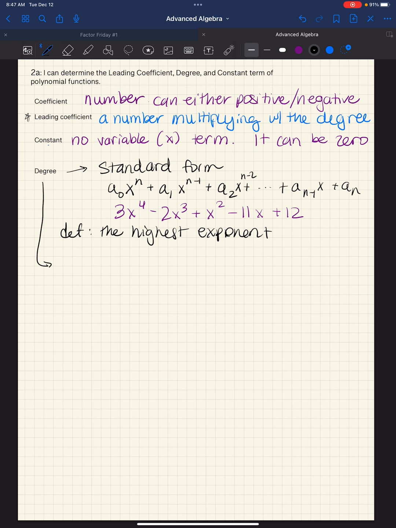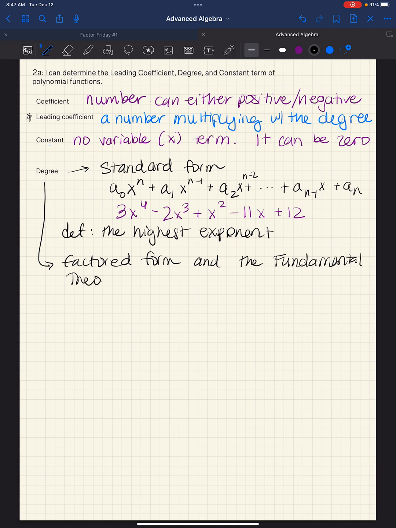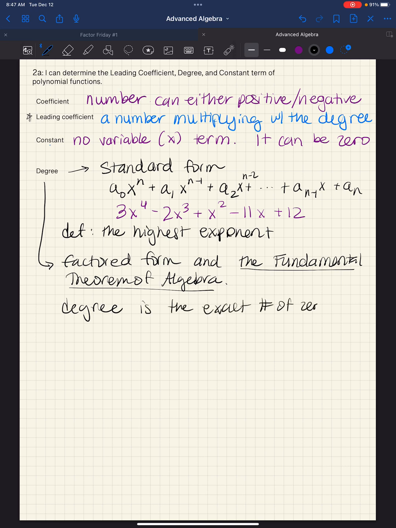I would say that the other definition comes from factored form. And this is how you would be able to get the A, or the full mastery on this target, and it's coming from factored form and the fundamental theorem of algebra. Fundamental theorem of algebra, which is basically the entire premise of the test. Do you understand that degree ties into the number of zeros? Degree is the exact number of zeros in a polynomial function.